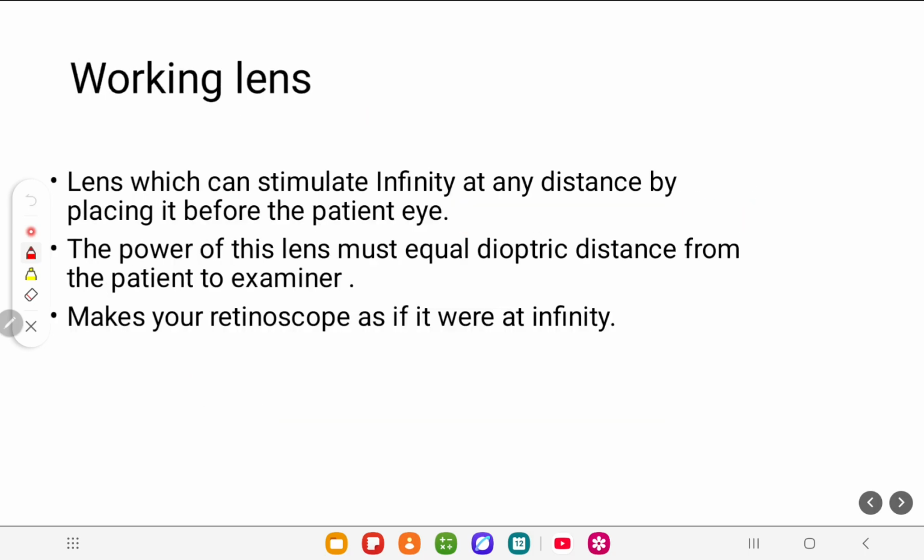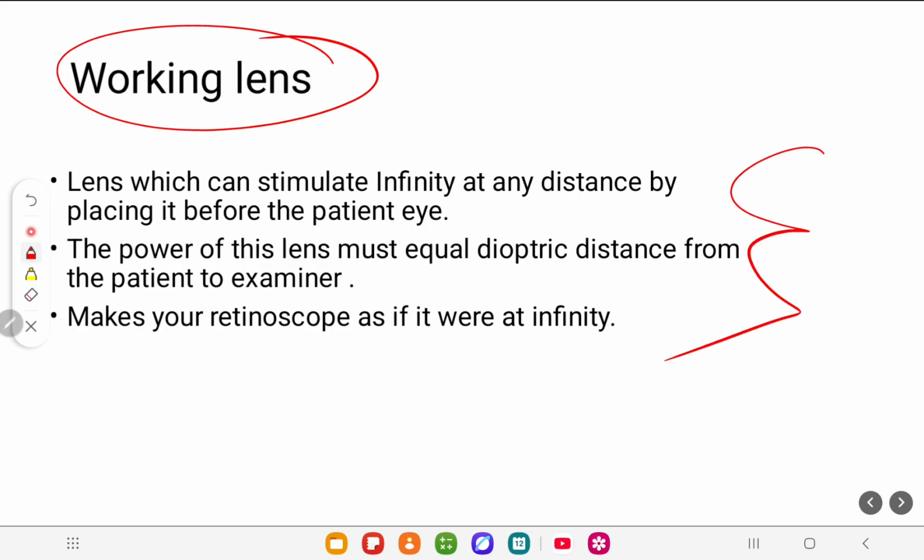It's very important. What is the working length, the working distance? Oh god, that's a good question, and it comes up again and again in your viva. It's such a central question. What is a working lens? A lens which can simulate infinity at a distance by placing it before the patient's eye. The power of the lens must equal the dioptric distance from the patient to the examiner. It makes the retinoscope work as if it is at infinity.